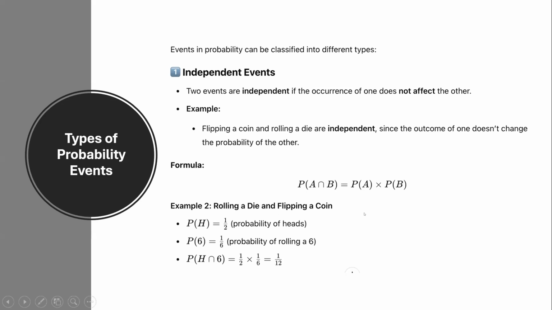Let's quickly see this example. The probability of getting a heads from a fair coin will be 1/2, and the probability of getting a 6 out of a six-faced fair die will be 1/6. Now the probability of getting these two events to happen together will be the multiplication of both, as we discussed. So it'll be 1/2 × 1/6 = 1/12.